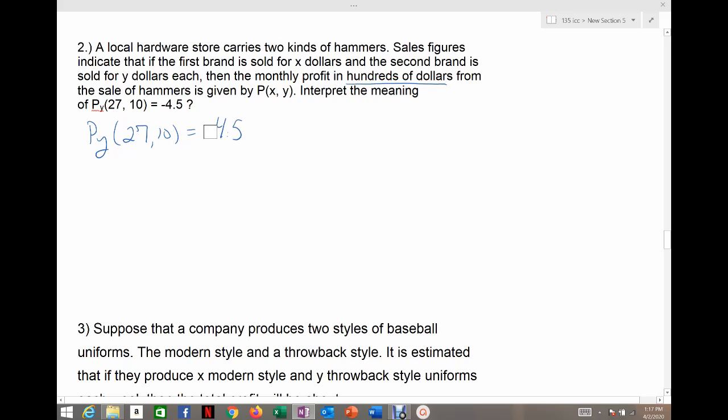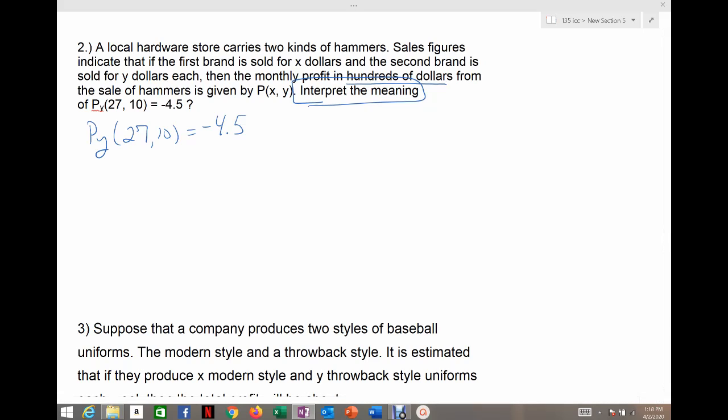I don't know what the profit equation is. They gave me a derivative with respect to Y, so the first order derivative with respect to Y. When we plug 27 in and 10 in, we get out negative 4.5. Now, again, like I said, the analysis part is the big part about this, the interpret the meaning in terms of analysis.